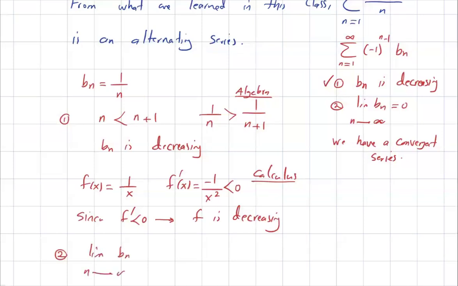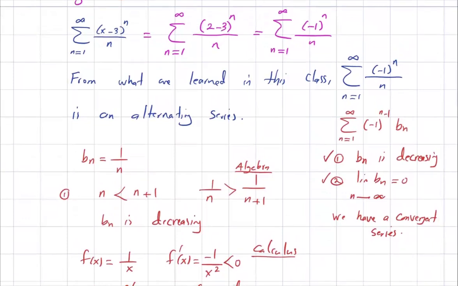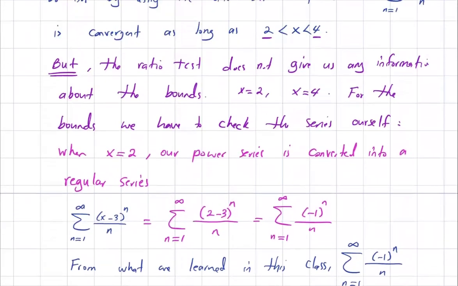What about the limit of bn? The limit of bn as n goes to infinity is the limit of 1 over n as n goes to infinity, which indeed is equal to 0. So you have indeed a convergent series. This alternating series is convergent. So we checked the left bound, x equals 2. What about x equals 4?